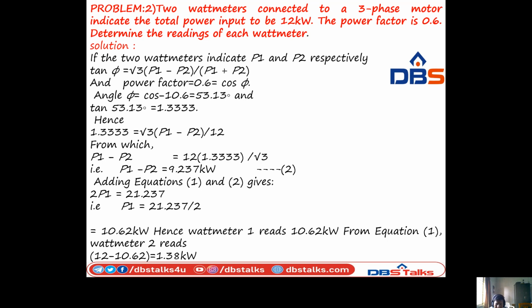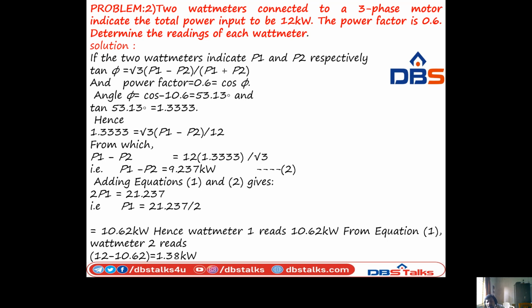Therefore, 1.3333 equal to root 3 into P1 minus P2 by 12. That is, P1 minus P2 equals 1.3333 into 12 divided by root 3. Using a calculator, the right side of the equation is 9.237 kilowatts. P1 minus P2 is 9.237 kilowatt, taken as equation 2.